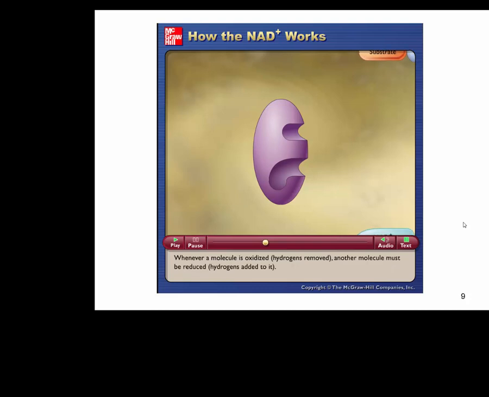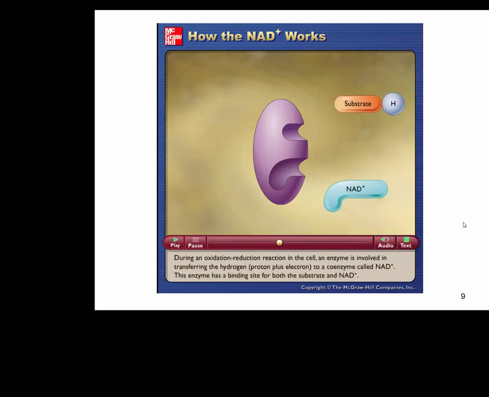Whenever a molecule is oxidized, hydrogens removed, another molecule must be reduced, hydrogens added to it. During an oxidation-reduction reaction in the cell, an enzyme is involved in transferring the hydrogen, proton plus electron, to a coenzyme called NAD+. This enzyme has a binding site for both the substrate and NAD+.